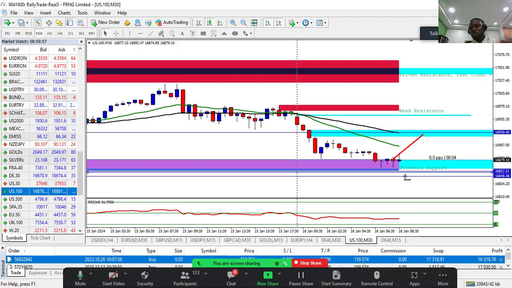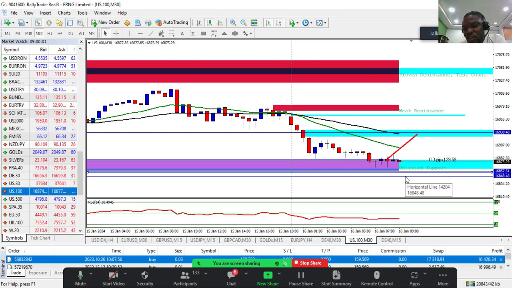Let me call the price for you. So that means you want to set a sell stop at 16848.48. So you want to still sell at 16848. So this is how you cage price. You just be around the price, so any direction, you're taking advantage of it. So that will be for US 100.